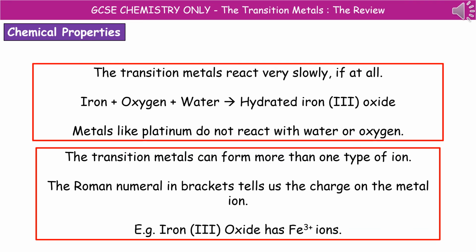In terms of the chemical properties of our transition metals, then they react very slowly if they react at all. So a good example of that is iron, which obviously reacts with oxygen and water to make hydrated iron(III) oxide, or rust. So metals like platinum, however, won't react with water or oxygen. We do find that our transition metals are slightly different to the others in the fact that they can form more than one type of ion. And the way we know the charge on the ion is by the Roman numeral in brackets.